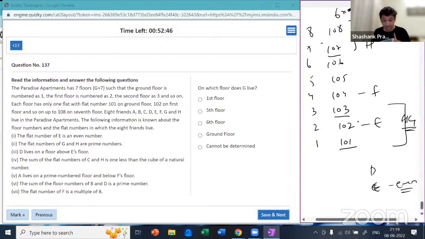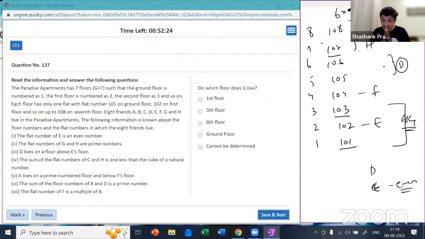E is an even number. D lives on a floor above E's floor, not necessarily the next one. E is done. D lives somewhere here, not here. So D is either 106 or 105. Okay, cool. C and H is done. A lives below F's floor, which is fine.